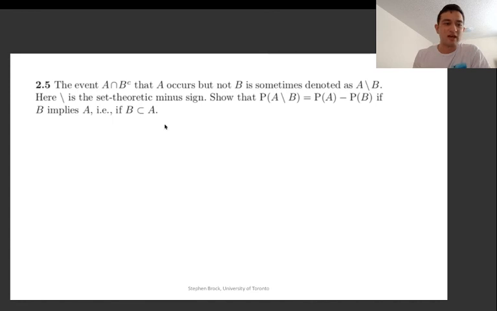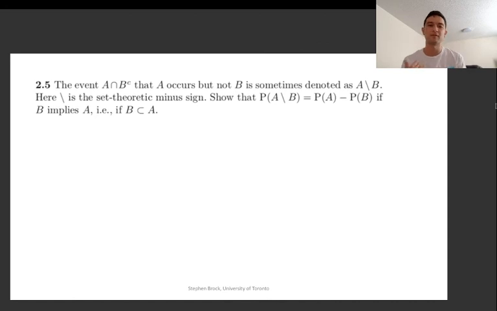Like, that's how I read that, at least. So here, this backslash is the set theoretic minus sign. And so what that means is that we have our set A, and we're subtracting out every element in B that is also in A. So show that the probability of A minus B is equal to the probability of A minus the probability of B if B implies A. In other words, B is a subset of A.